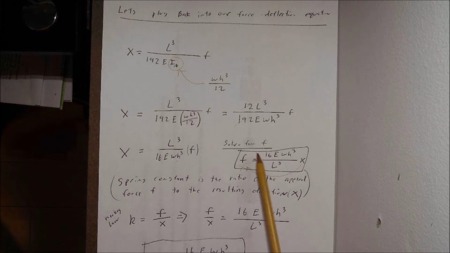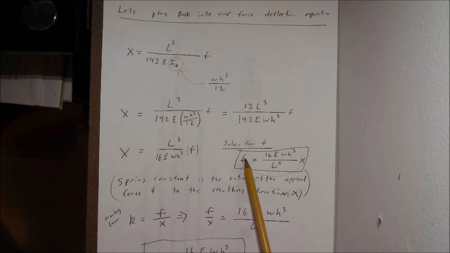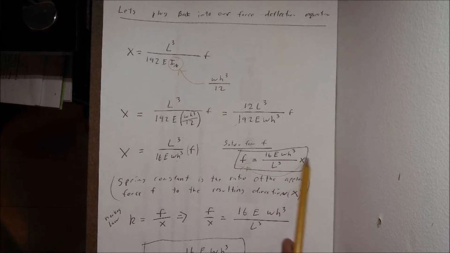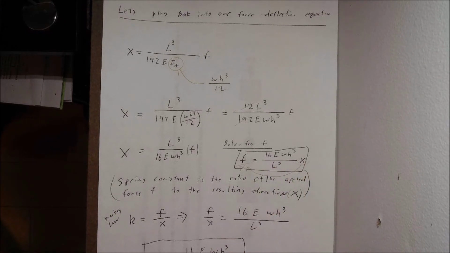So now what I'm going to do here is rearrange and solve for F. So when I do that there, I'm basically flipping this over. So F is equal to 16 E W H cubed over L cubed times my value for X. Now the reason I want to do this is because the spring constant is the ratio from Hooke's law, F equals K X. We have that there, and we can rearrange Hooke's law in order to get the force from the resulting deflection here. So K is equal to F over X.